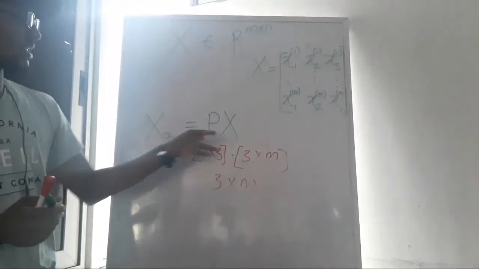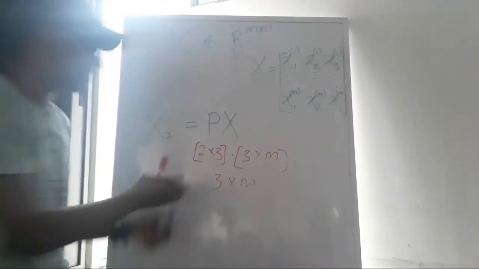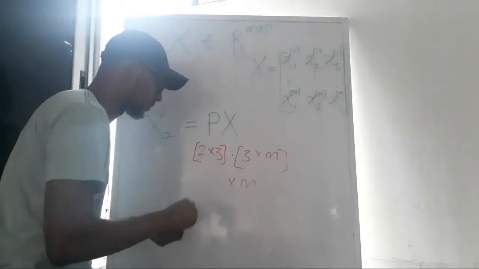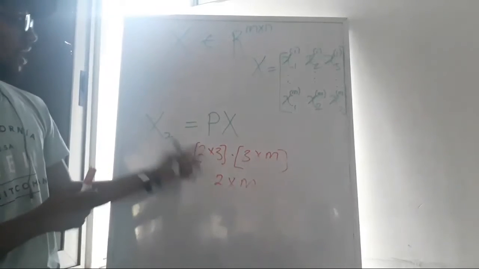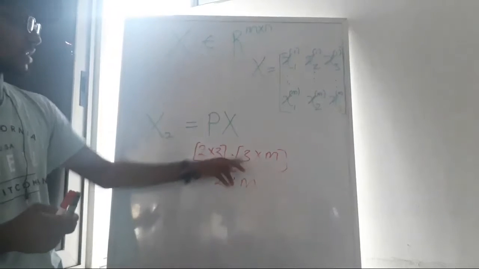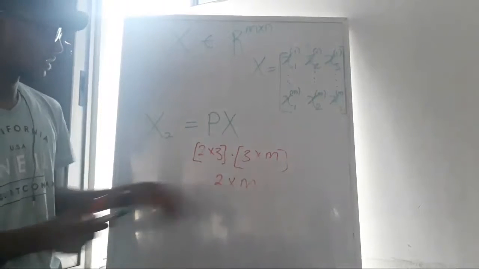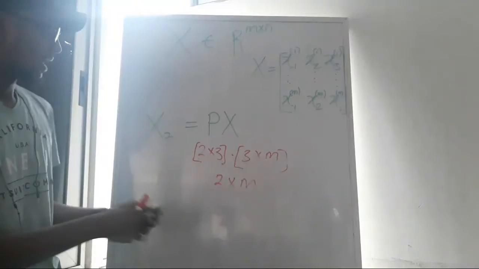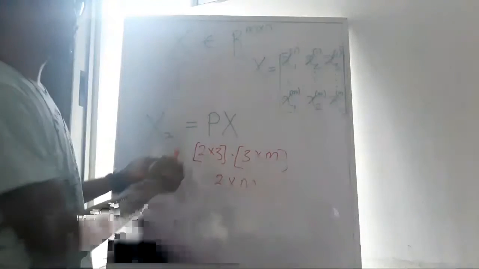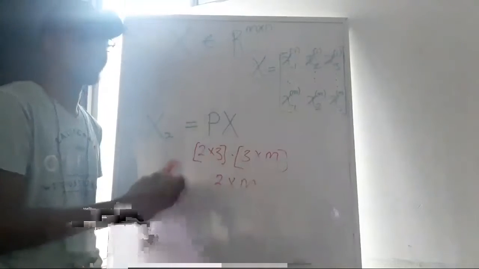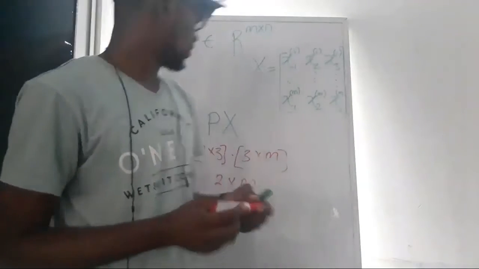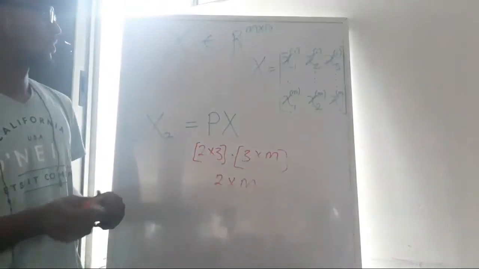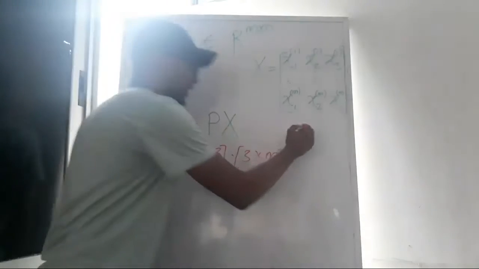So when I do this transformation, I'm going to get 2 by m. Meaning I've reduced this from having 3 features to 2 features. And how did I get this 2 by 3 matrix? I got it by also performing eigenvalue decomposition. So initially, what I had was 3 by 3.